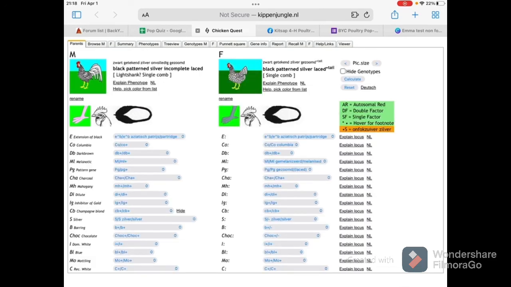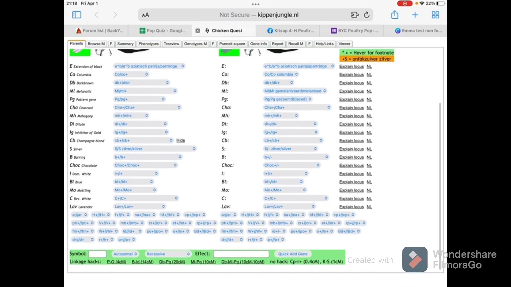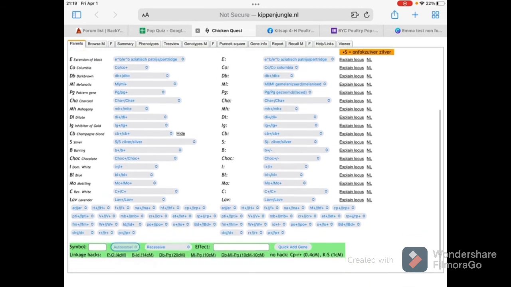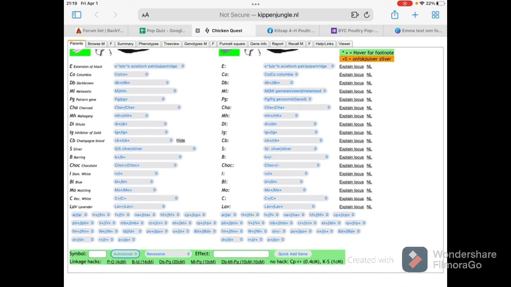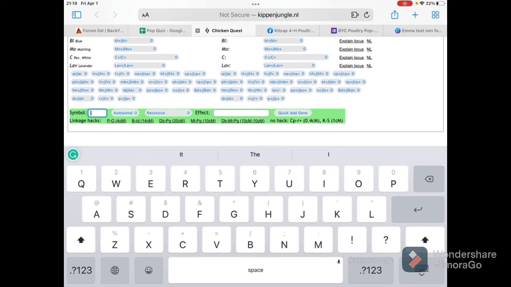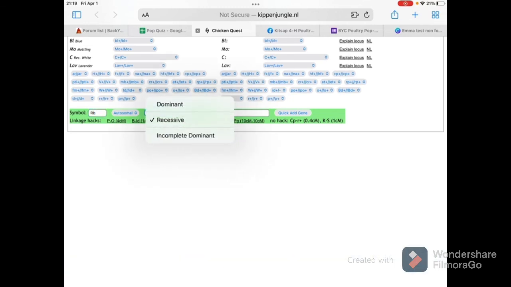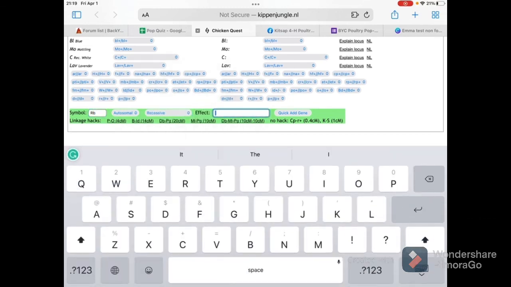And if you wanted, you could even add some genes. So maybe there's a gene that I know exists, but it's not on here, or I'm trying to test out. You can add genes. So autosomal basically means it's just not carried on the sex chromosome. And sex-linked means it is. So maybe I'm going to create a gene that stands for rainbow. And it's a recessive gene that makes it lay rainbow eggs. Now, this is not real.